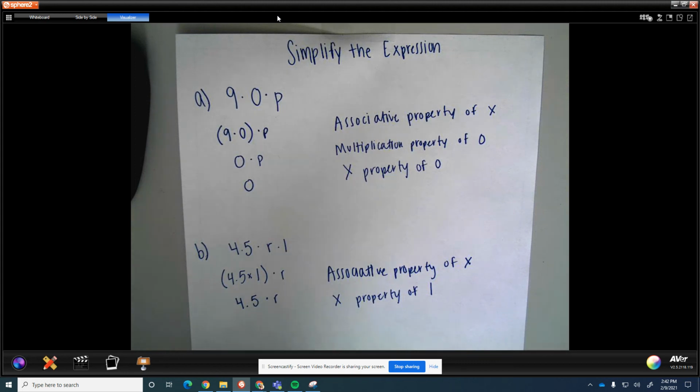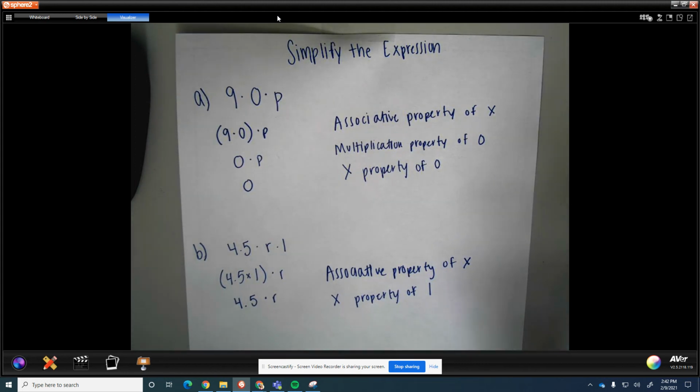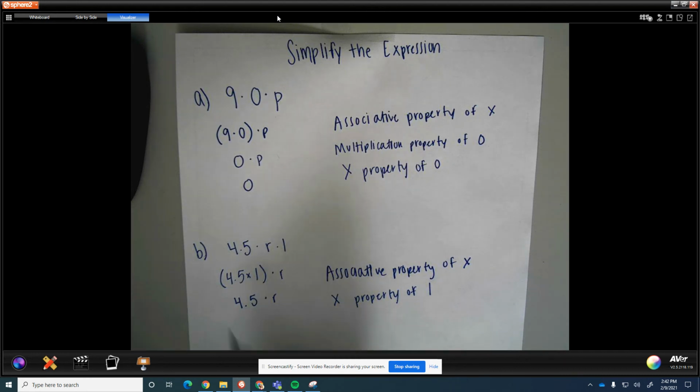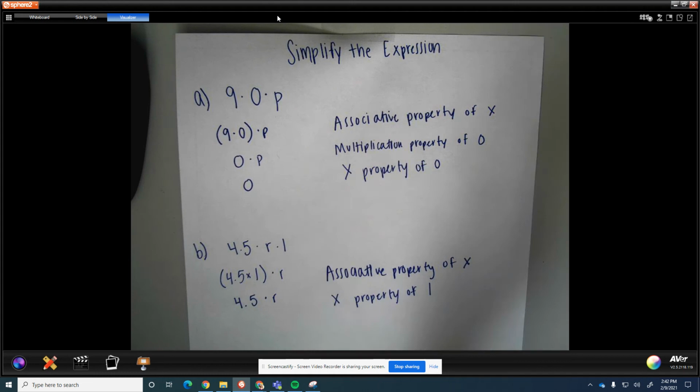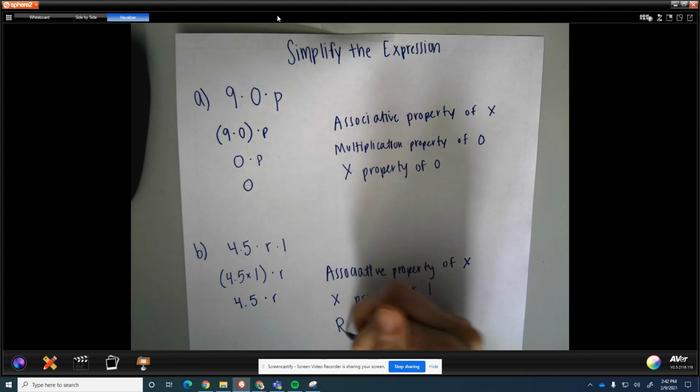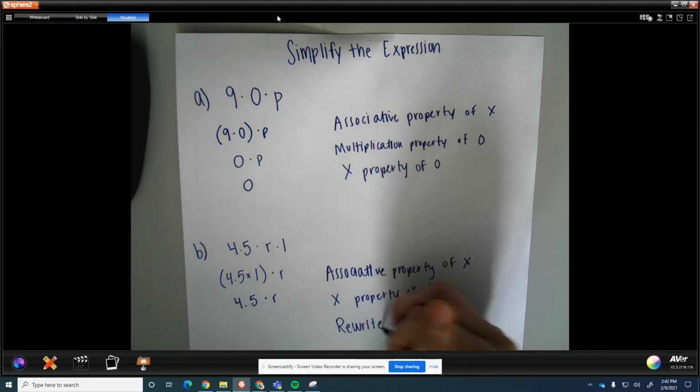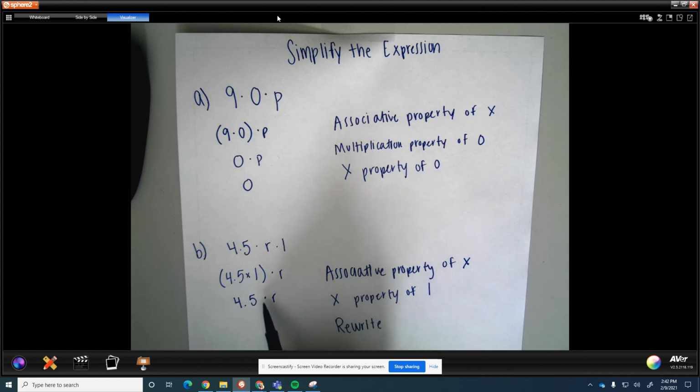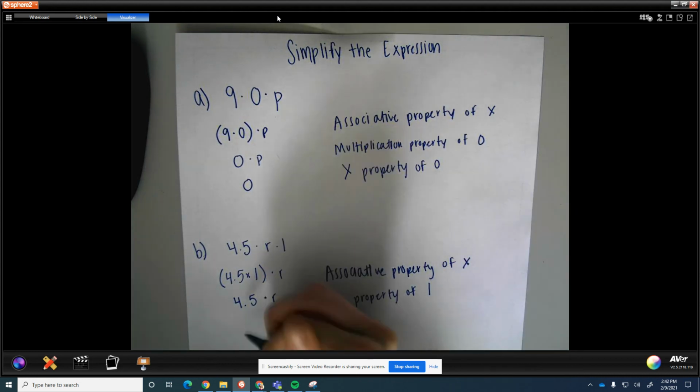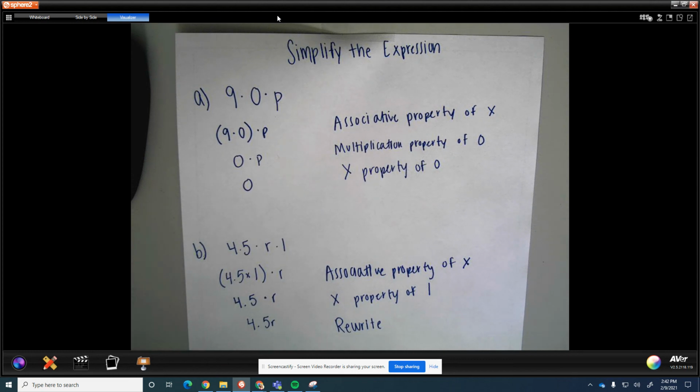Okay, and now I just need to rewrite. Remember, I told a lot of you guys on my Zoom, as you get older in math, we like to write the least amount of things while still holding the same value, right? So instead of writing 4 and 5/10 times r, we're going to write it in the same way, meaning the same thing, but we're going to take away this multiplication sign, and it's just going to be 4 1/2 r, 4 and 5/10 r.